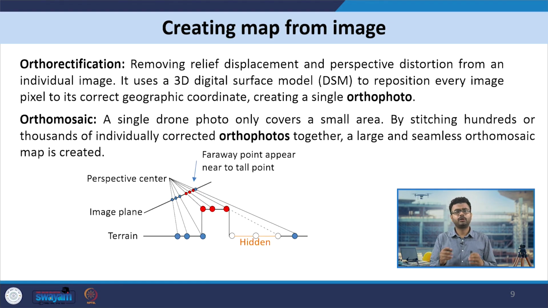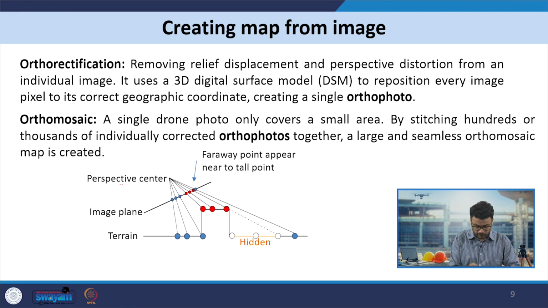So, in order to convert an image or a set of images into a map, we need to remove the relief displacement as well as the perspective distortion. This process of removing the relief displacement and perspective distortion from an individual image is known as orthorectification. It uses a 3D digital surface model to reposition every image pixel to its correct geographic coordinate, hence creating a single orthophoto. So, let us look at this setup.